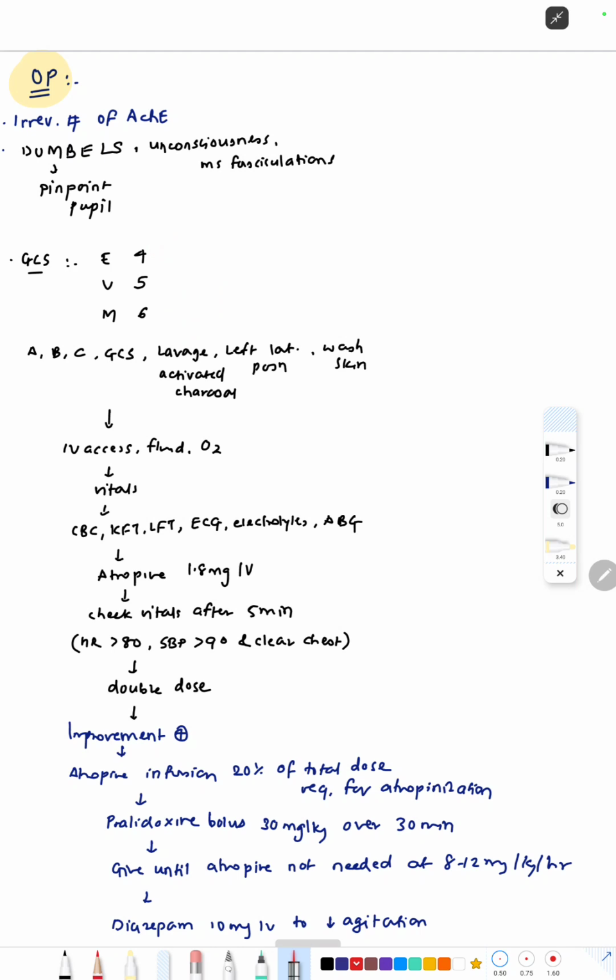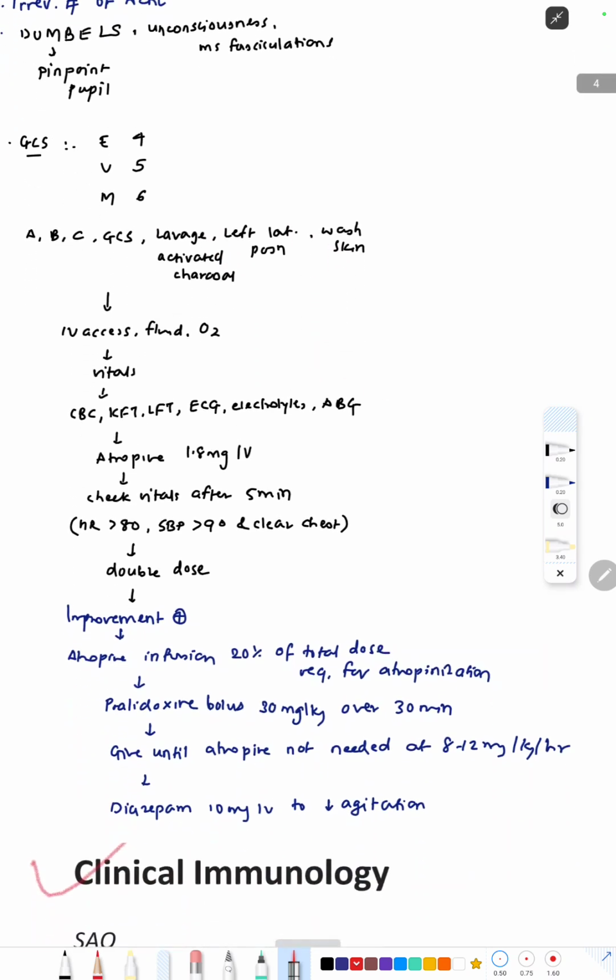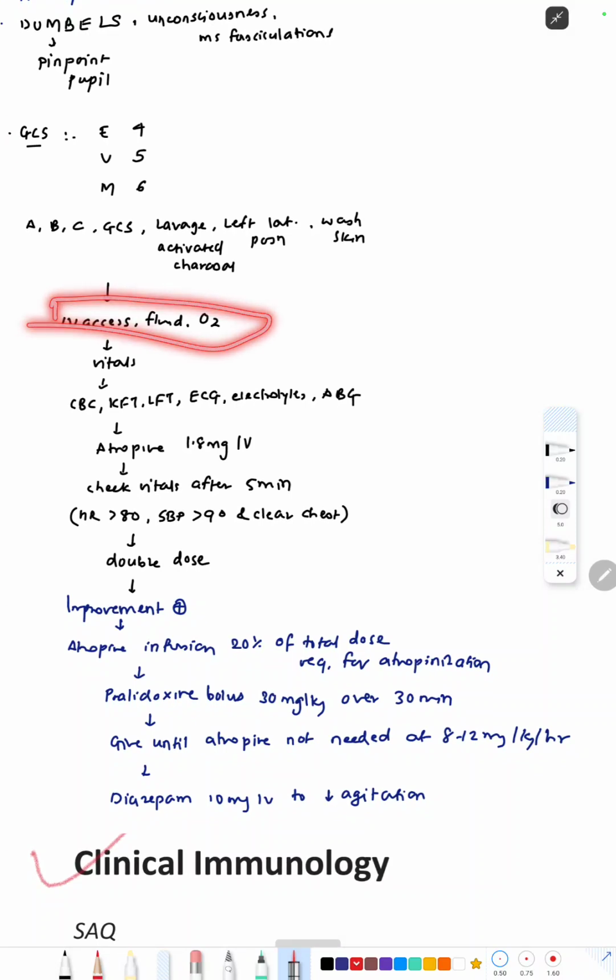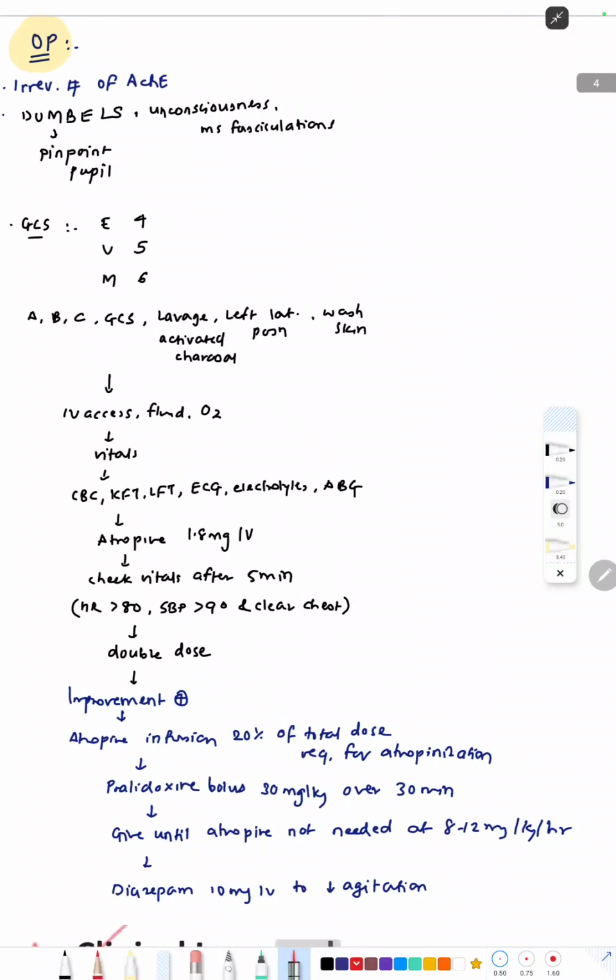Apart from that, in the management, first we go for the ABC, and then GCS. Then we do gastric lavage with the help of activated charcoal, 1 gram per kg, ideally in adults 50 grams is given. Then place the person in the left lateral position, and wash the skin because it is absorbed through the skin. Then IV access is secured, fluid and oxygen are given. Then vitals, BP, and arterial blood gas monitoring. Then CBC, kidney function test, liver function test, ECG, electrolytes, and arterial blood gas analysis are done.